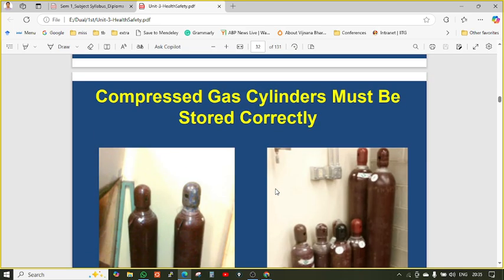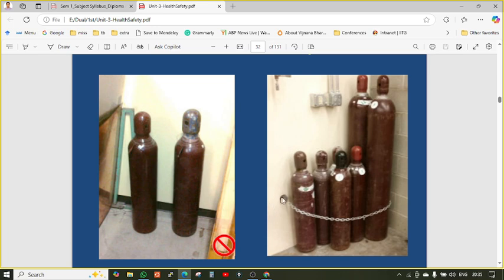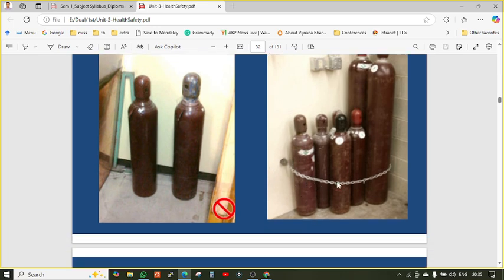Another example is in your laboratory: compressed cylinders. There are various gas cylinders we have to use. A gas cylinder should be properly tied with a chain. See the right side figure. Here the cylinders are tied with the chain, so they should not fall down. But on the left side, it is not tied with the chain, so there may be a chance to fall down, because these are very heavy cylinders.